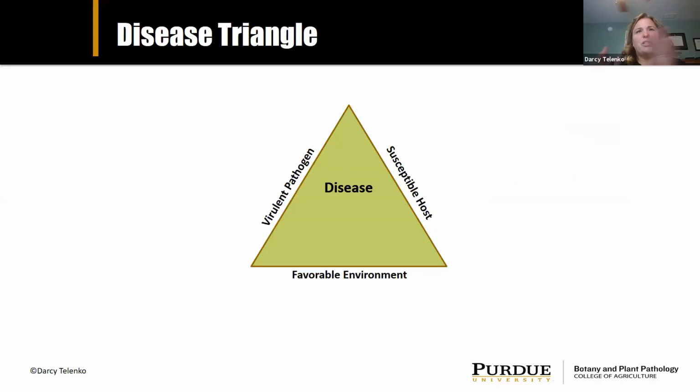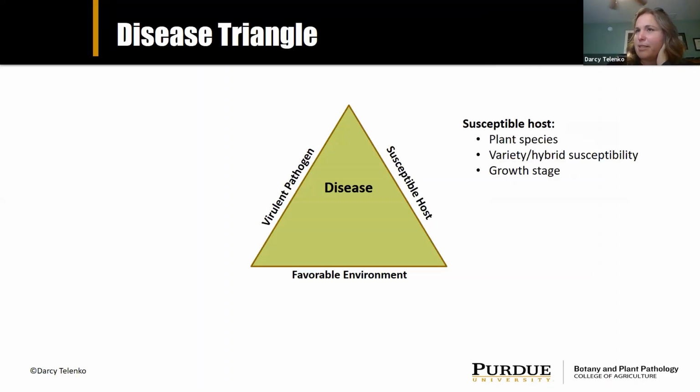Okay, so I first want to just remind you about the disease triangle. As plant pathologists, we talk about this all the time, but I just want to reiterate the 3 things that need to occur in a field before we see a disease occur. So first, we need to have a susceptible host, whether it's corn, soybeans, or wheat. Is that host susceptible to whatever disease we're looking at?